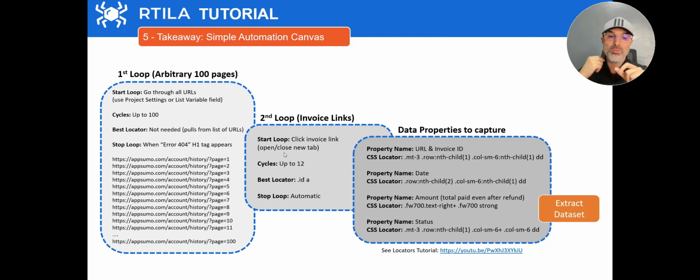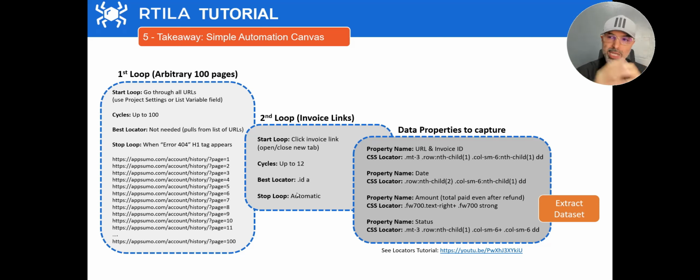And what kind of automation action do I need to kick off this loop? It's a click automation. So that's how I start the loop. It will click every invoice, and I already identified the best CSS locator. This CSS locator, .id space A, brings up 12 results, and therefore creates this second loop of 12 things to click through. When does it stop? It stops automatically because once it's finished the 12, there is no 13th element, so it will finish.